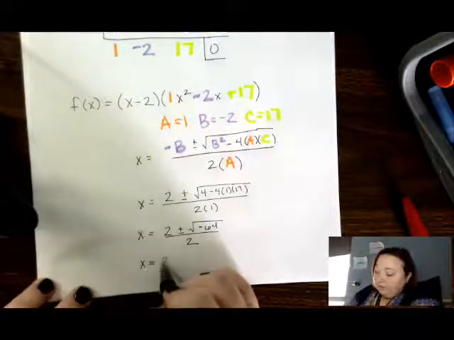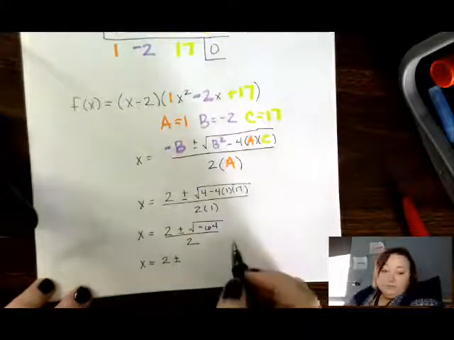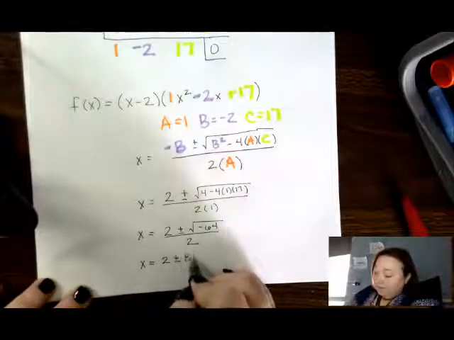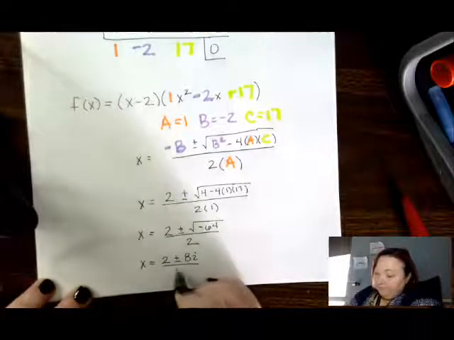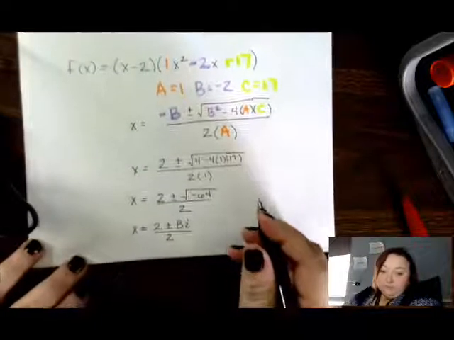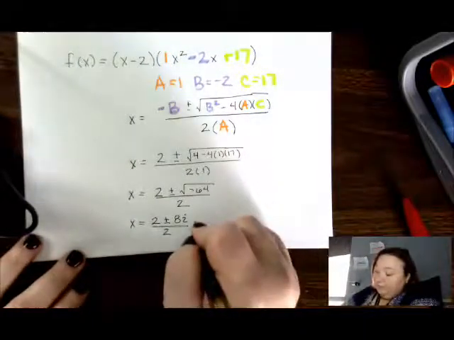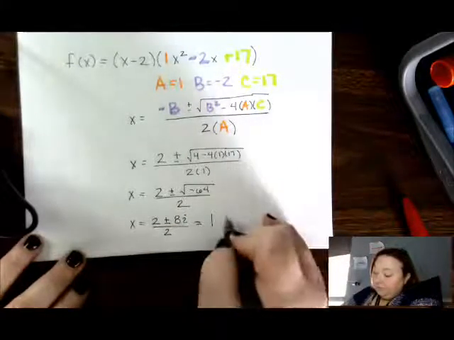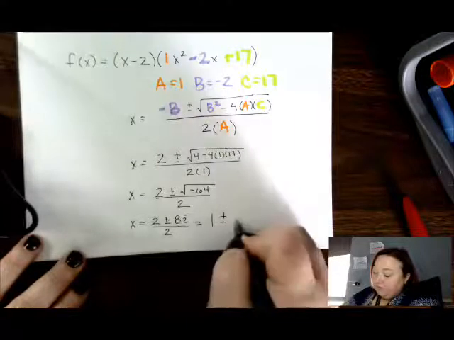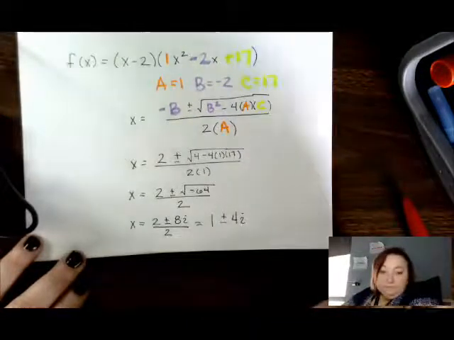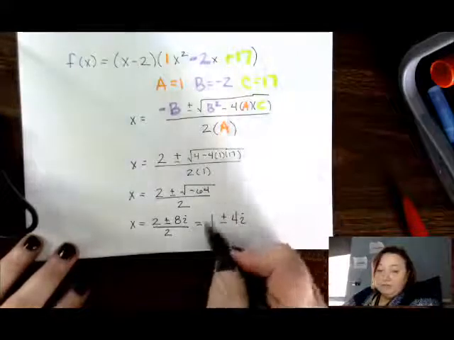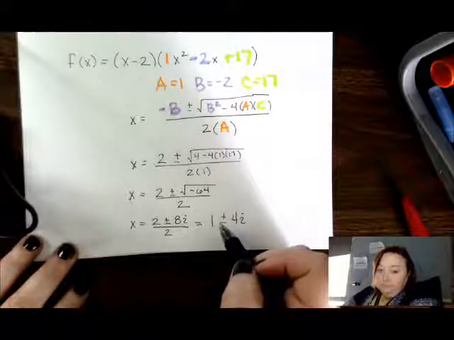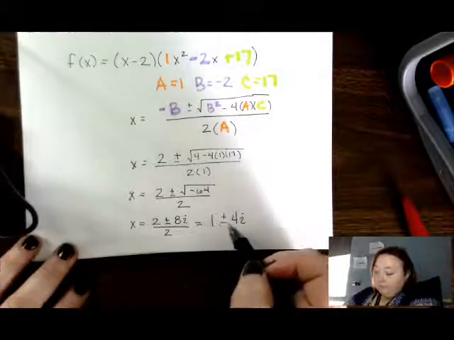And square root of 64 is 8, but because it's -64, it's going to be 8i, imaginary, divided by 2. And then we just kind of simplify this down. 2 divided by 2 is 1, plus or minus 8 divided by 2 is 4i. And this is two different zeros. So you have 1 plus 4i and 1 minus 4i.